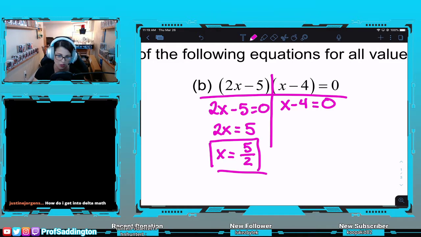And you can write it as 2.5 or 5 halves. I don't really care how you write it. I personally love improper fractions. And then over on the right, it's not too bad. You just add 4. So we get x equals 4. And bam, that's it.